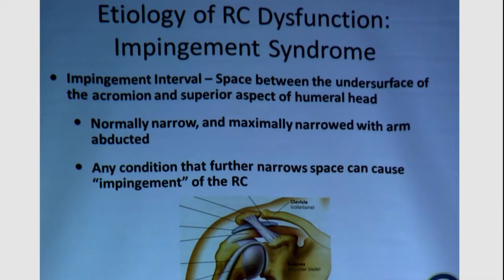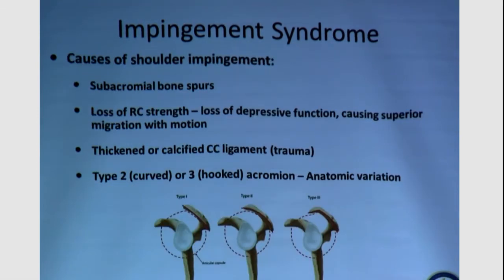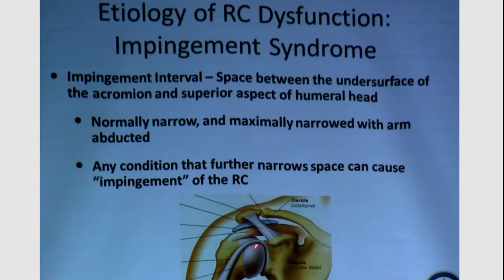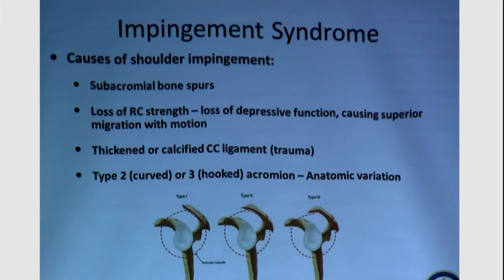So causes of shoulder impingement: subacromial bone spurs, loss of rotator cuff strength. If the rotator cuff loses its strength, it loses its natural ability to keep the head centered on the socket. So what happens is the rotator cuff gets weak, the head starts to move up, and then it starts to narrow this space. So it's like a vicious cycle. A thickened or calcified CC ligament, which is one of the ligaments in the shoulder, from trauma can also cause impingement.